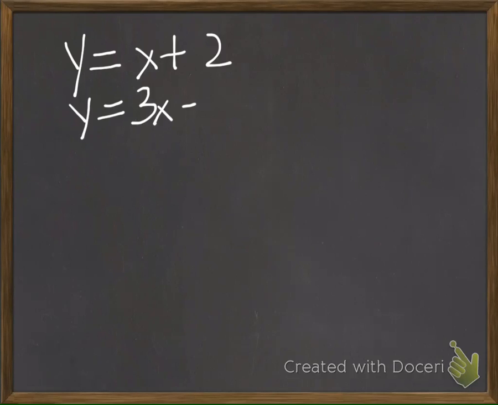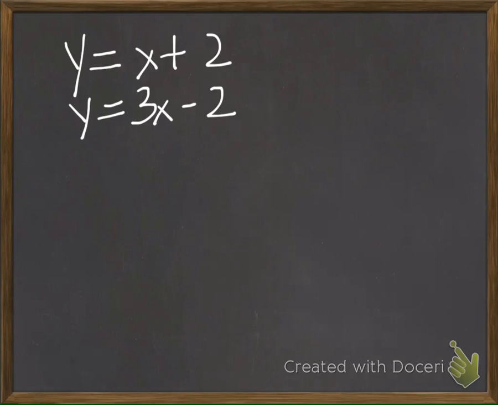Starting over. Okay, problem 1 on page 364. Solving a system of equations by graphing. It says, what is the solution of the system y equals x plus 2 and y equals 3x minus 2?